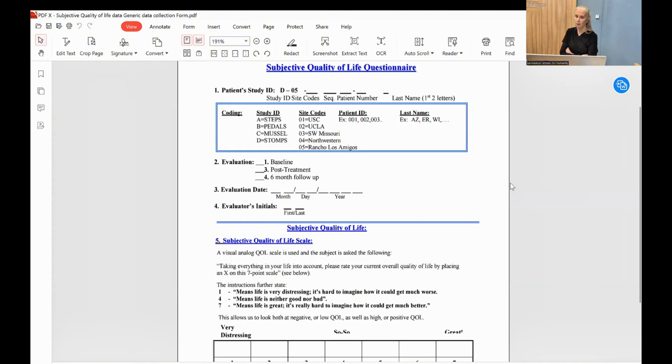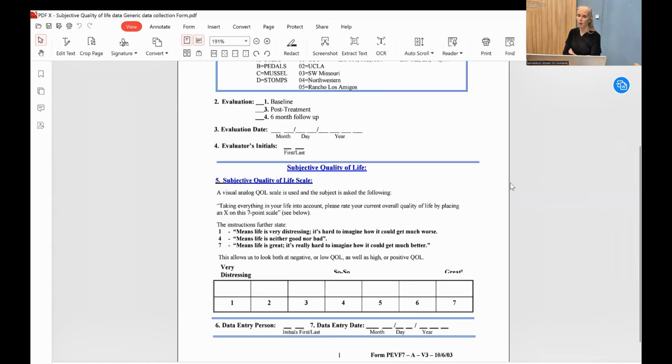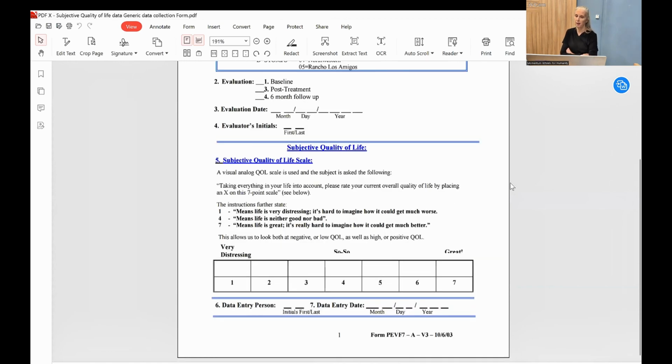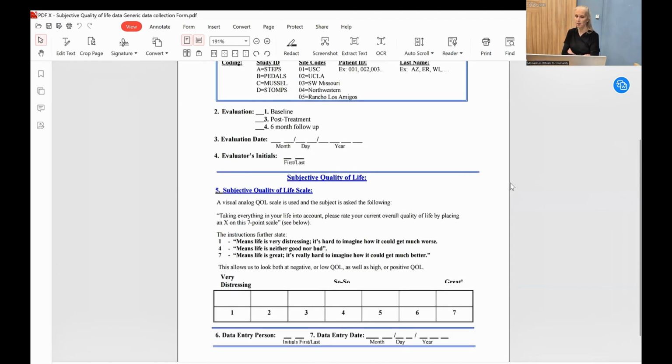Taking everything into account in your life, please rate your current overall quality of life by placing an X on this scale. 1, meaning life is very distressing. It's hard to imagine how it could get much worse.